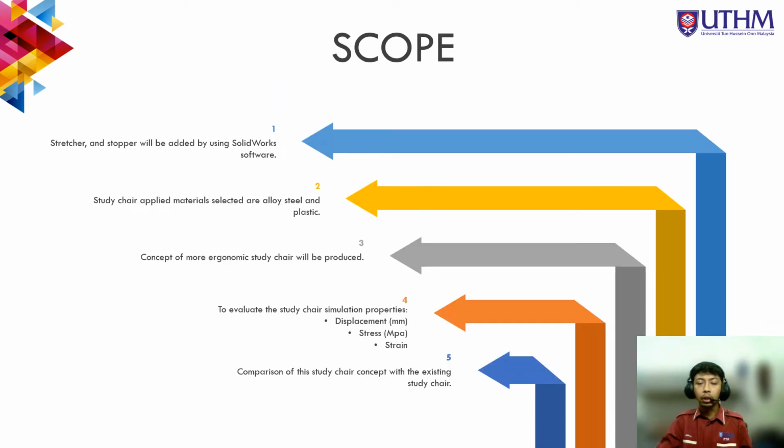The scope or target for our project: the first one, a stretcher and stopper will be added by using SolidWorks software. For the study chair, the applied materials selected are alloy steel and plastic. A concept of a more ergonomic study chair will be produced. Then, to evaluate the study chair simulation properties on displacement, stress and strain, and the last one, a comparison of the study chair concept with the existing study chair.